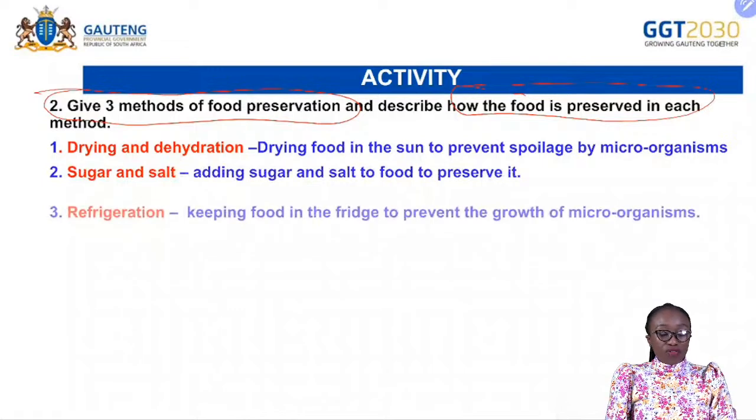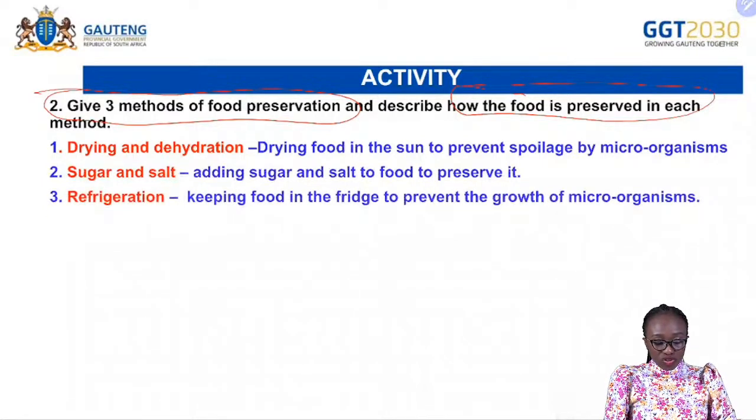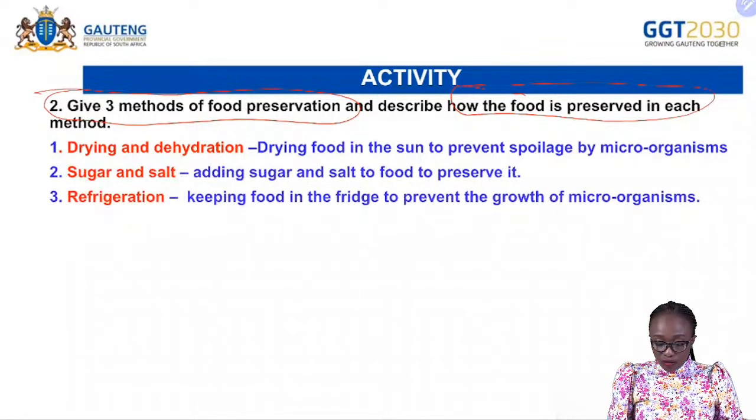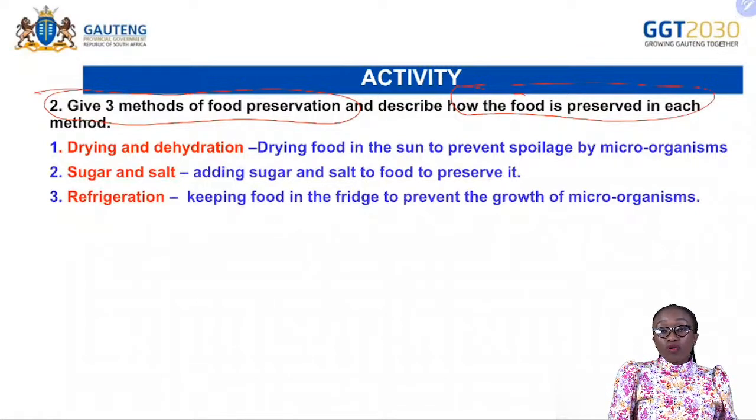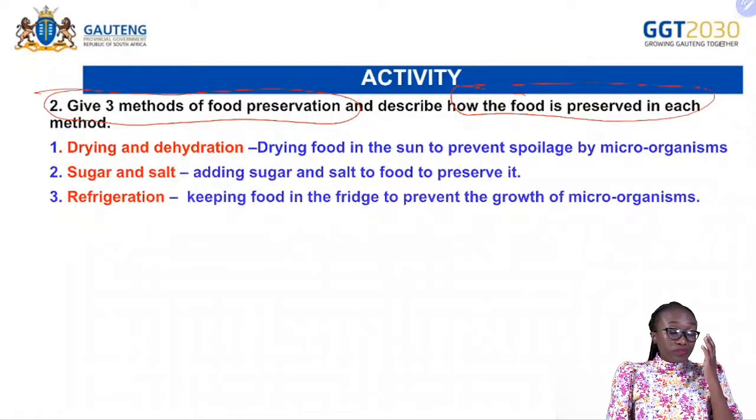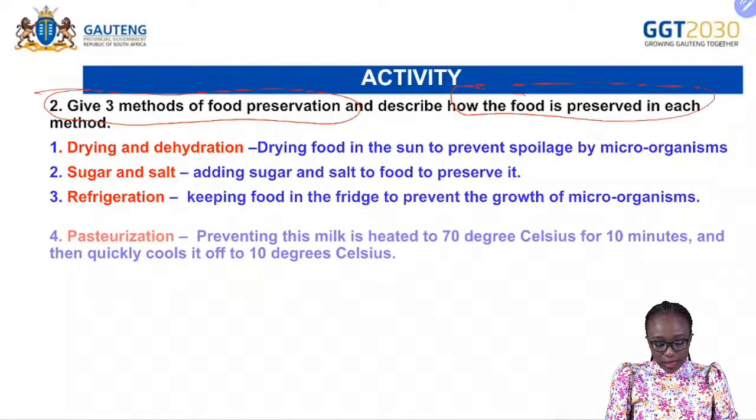And then 3, refrigeration. This is keeping food in the fridge to prevent the growth of microorganisms. This is another way. So these are not the only methods. We've got more. So you could choose any 3 from these 6.